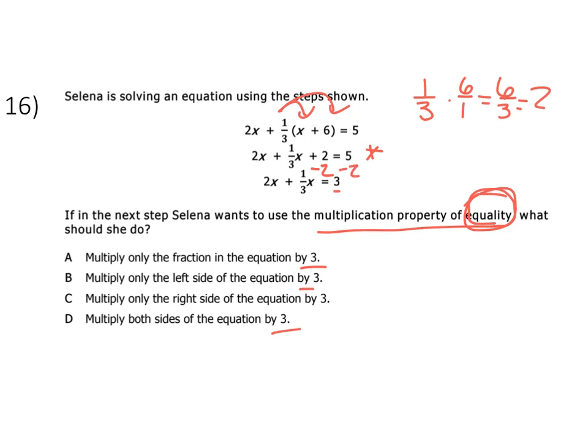So now they're asking you, how is she going to use the multiplication property of equality? What should she do? In order to do that, you are going to multiply the fraction by 3, and you have to do it to everything on both sides. So it's D. If you don't change everything, then it's not going to be a balanced equation.